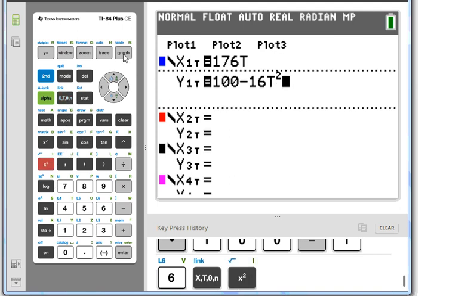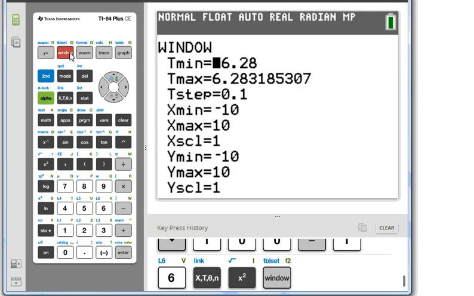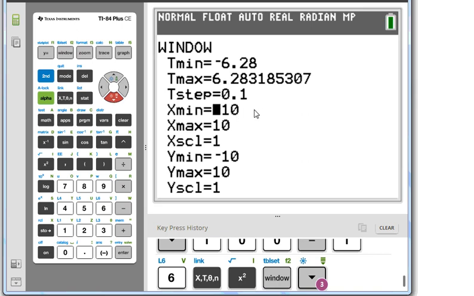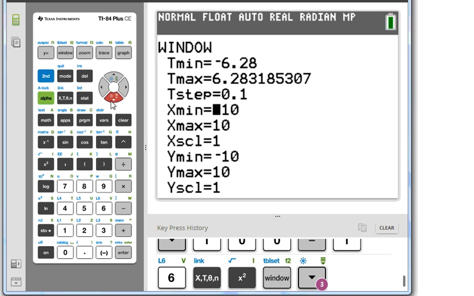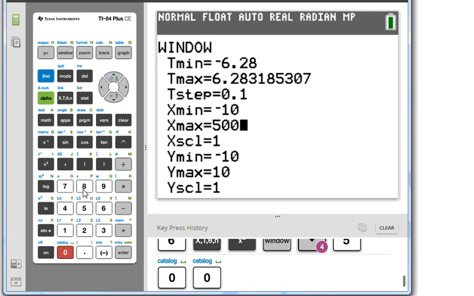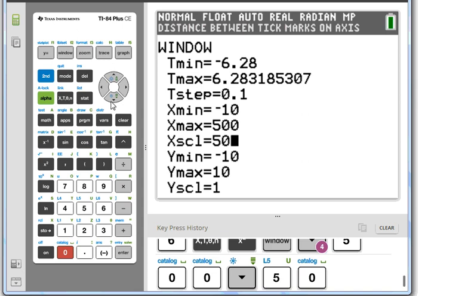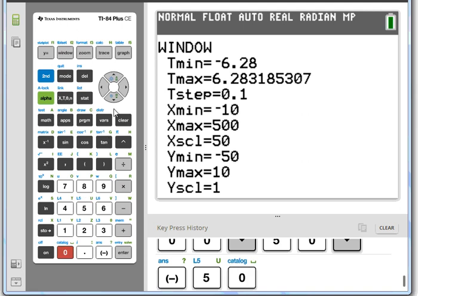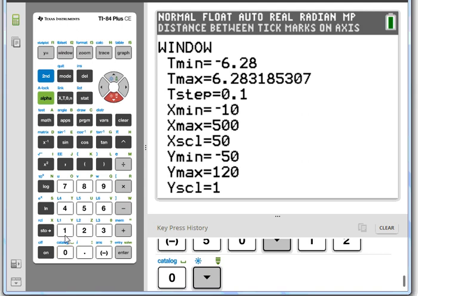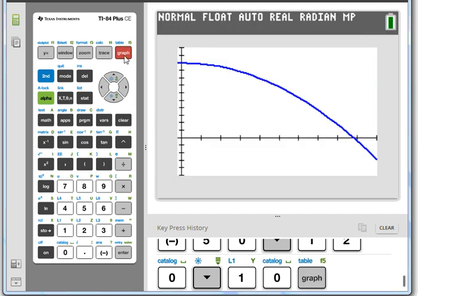We're going to set our window to be able to see everything. The x minimum is fine. Our x maximum we want to have way out there. We know that probably is going to be 500 feet or so. We'll put x scale of every 50 feet. We'll put y minimum like negative 50 here. And the maximum, we have to have at least the height of the cliff. We'll go y scale every 10 feet. And so when we graph this, we should see the whole trace path.